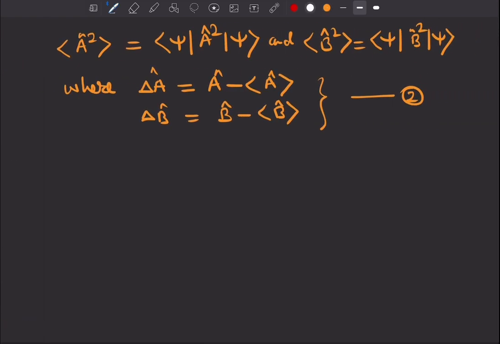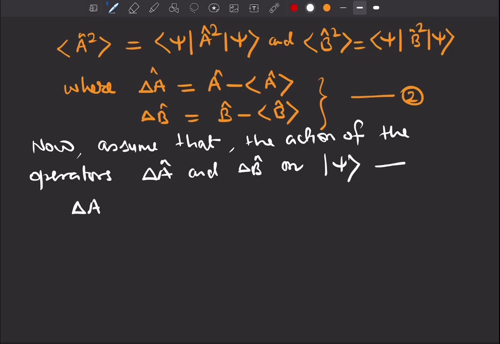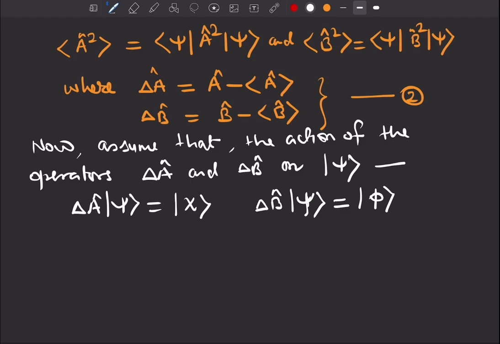Now assume that the action of the operators delta A and delta B on any state psi is given by delta A ket psi is equal to ket chi and delta B on ket psi is equal to ket phi. So let us assume this is equation number 3.